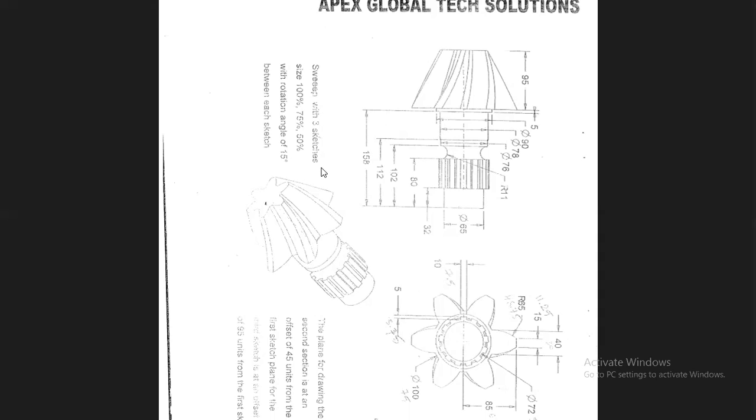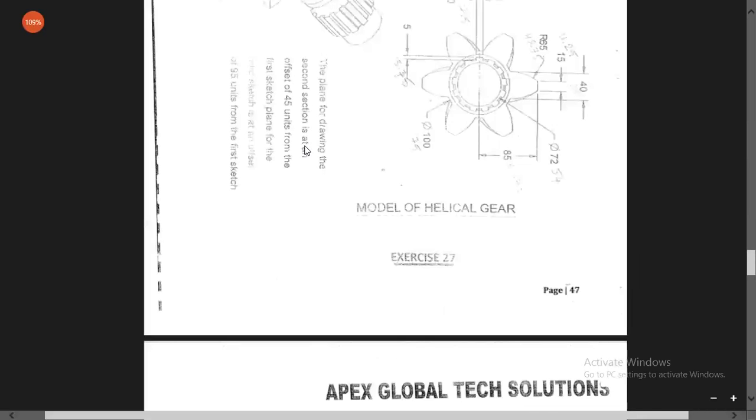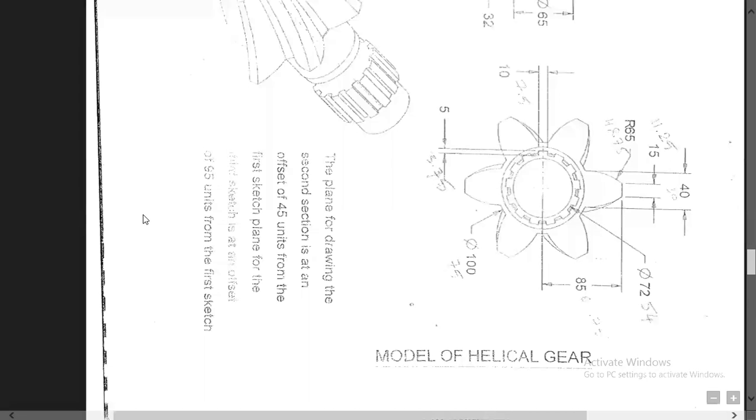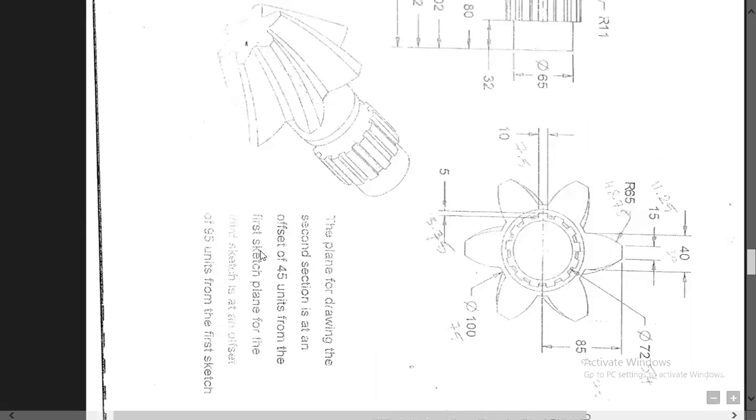So it should be tilted with each other by 15 degrees, okay? So next again we have a theory here. Can you read this? The plane for drawing the second section is an offset of 45 units from the first sketch plane. The third sketch is at an offset of 95 units from the first sketch.